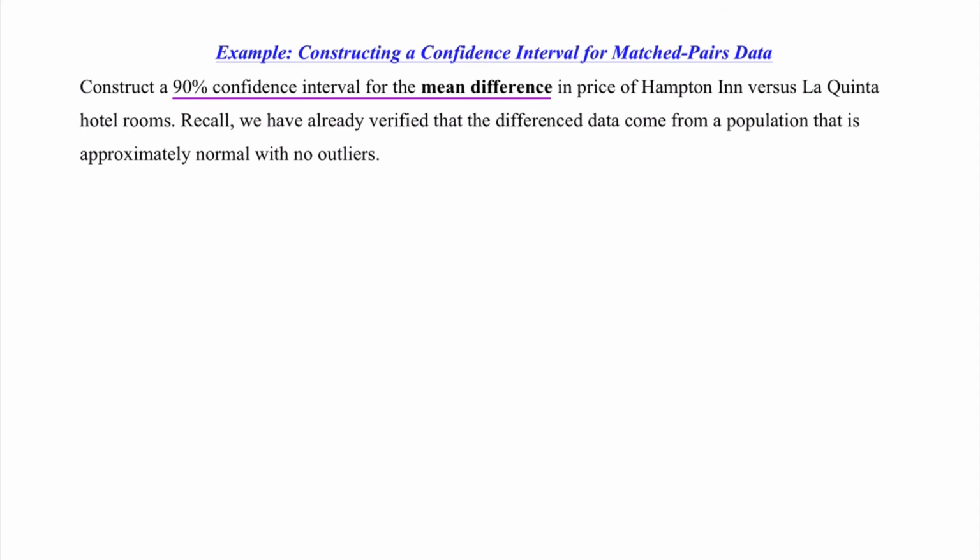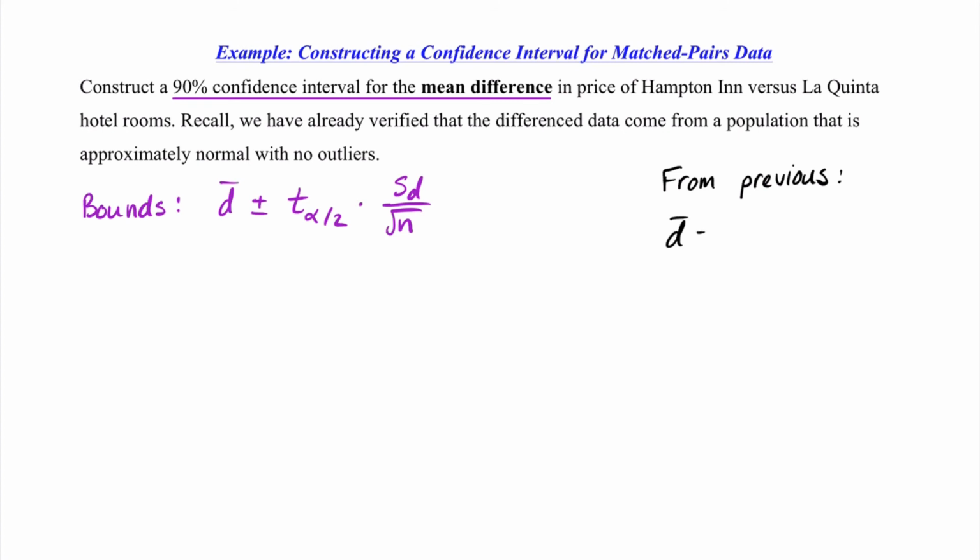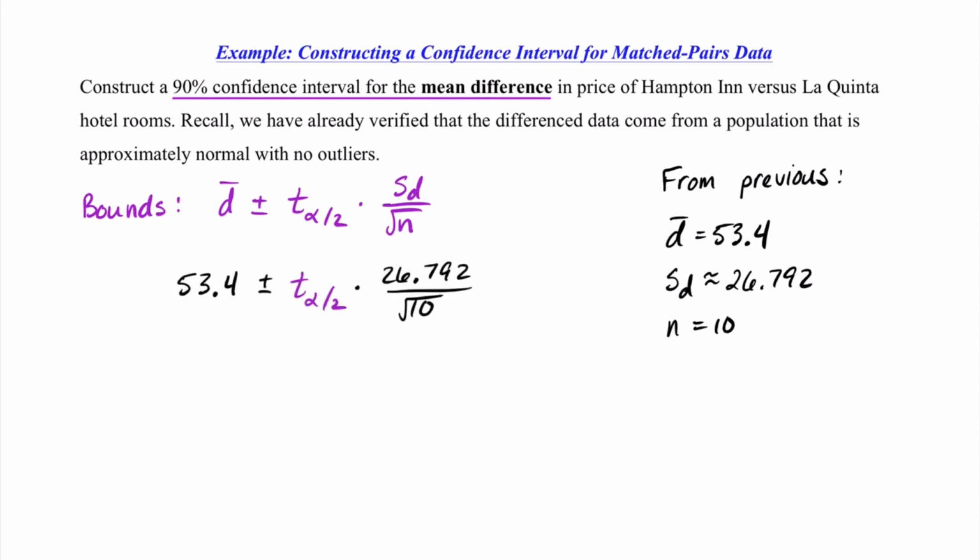Well, since we're constructing a confidence interval, we know our formula for that confidence interval needs to be used. From our previous example, we know d bar, remember that came from 1-Var Stats of our list of differences, is 53.4, and our standard deviation of that list of differences, which represents s sub d, was approximately 26.792. Of course, our sample size is 10 because we've got 10 differences, and that means we can substitute these values into our formula, and we just need to find our t sub alpha over 2.